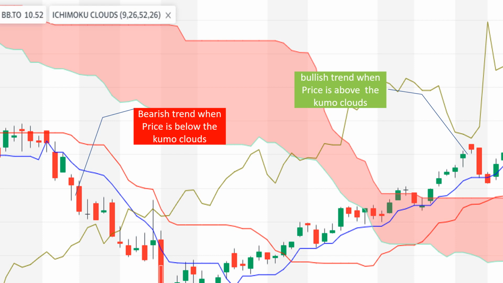So far, we have learned the role of each component in this indicator. Now you are so excited to know how to trade and apply the theory in step-by-step practical examples. So please keep on watching to the end.